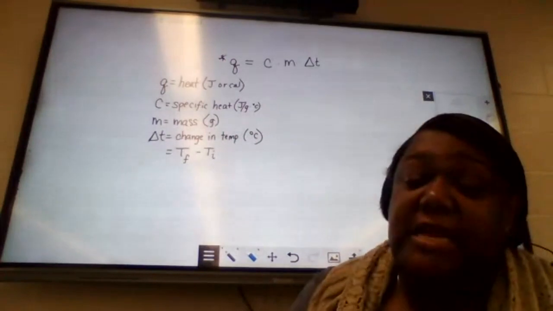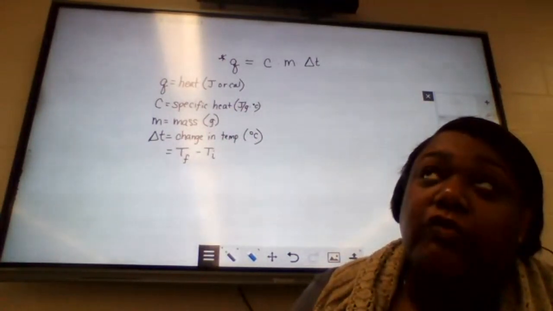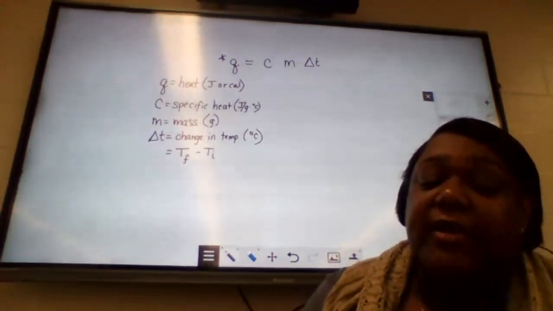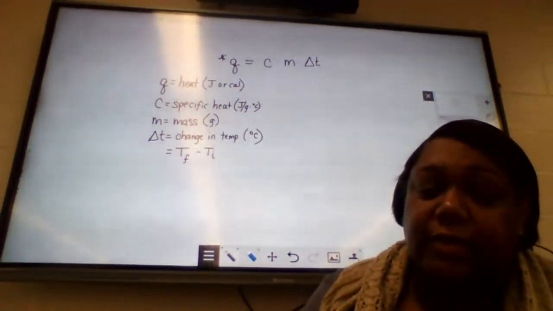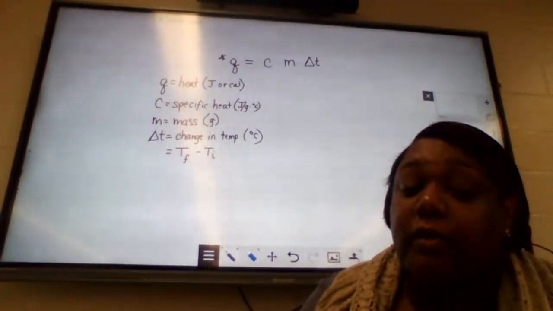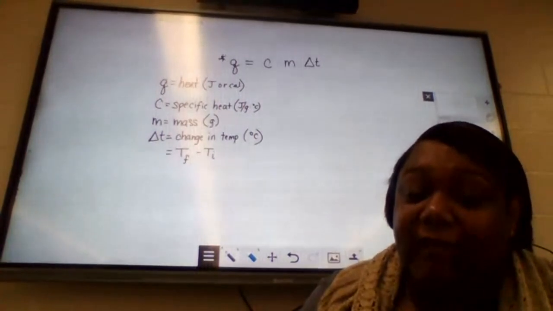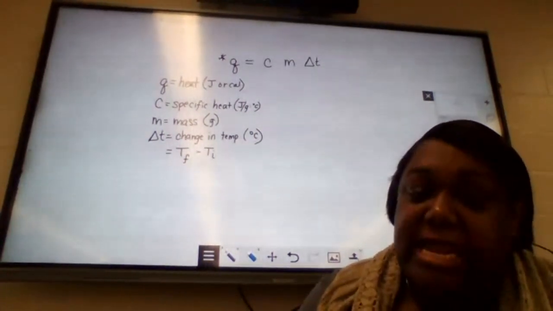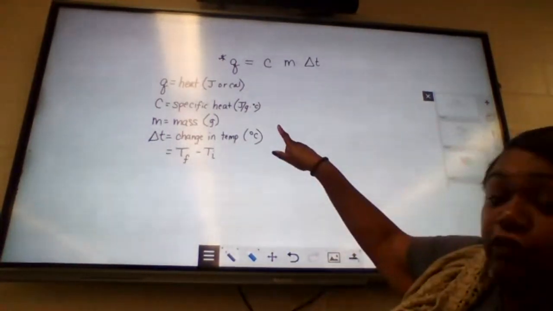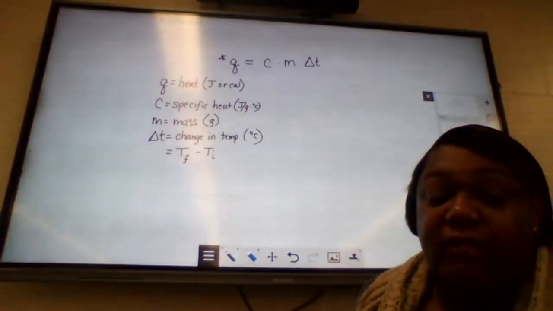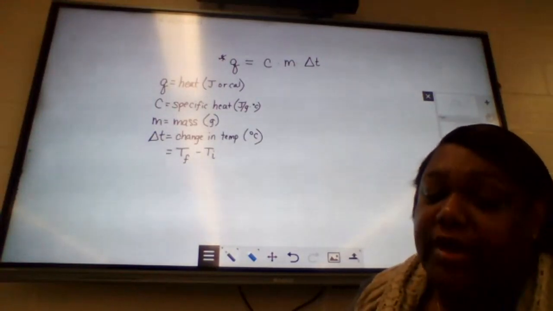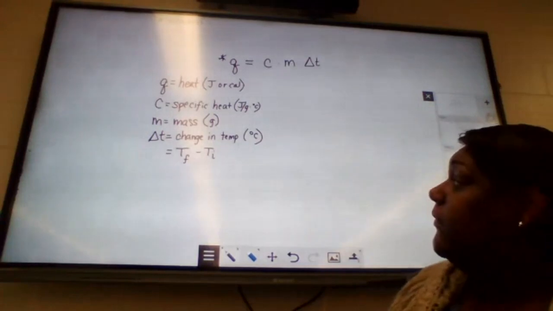C represents your specific heat, and depending on what your specific heat is measuring, that specific heat does vary as you change from material to material. So even solid water versus liquid water, those two materials have two different specific heats. And so the units that are generally given are joules per gram times degrees Celsius, but it could also be given in calories per gram times degrees Celsius.